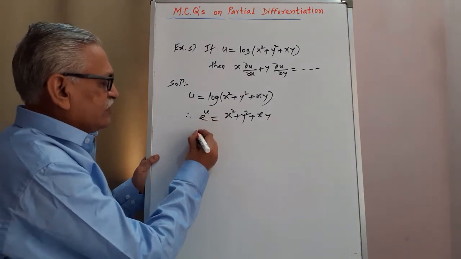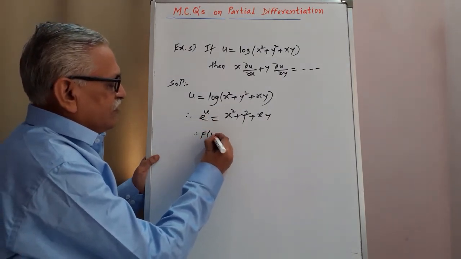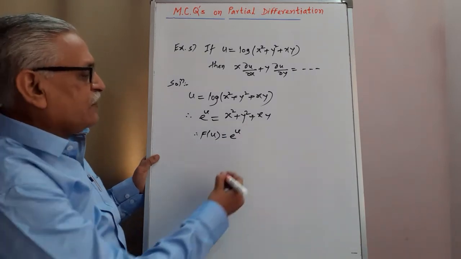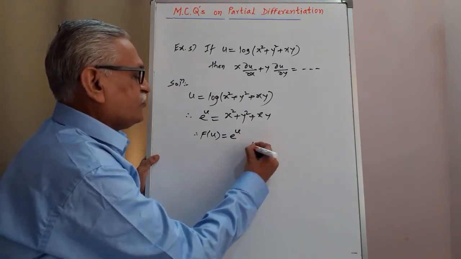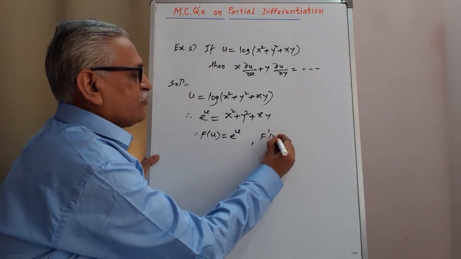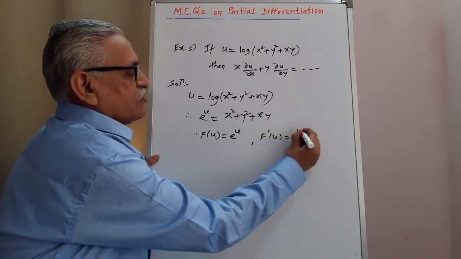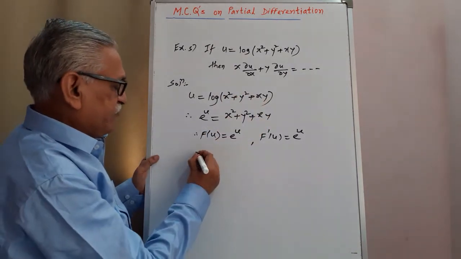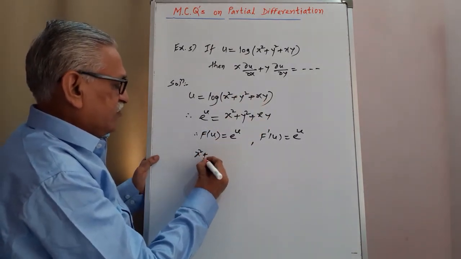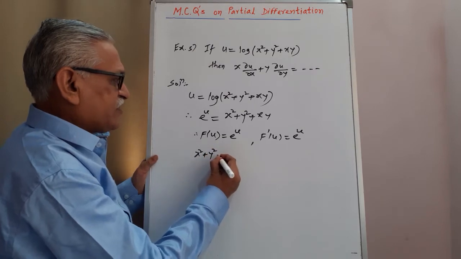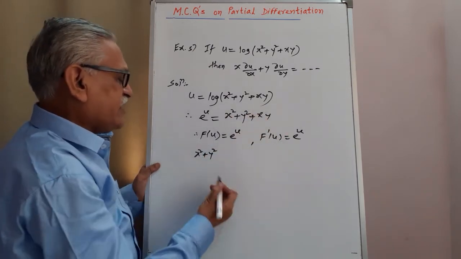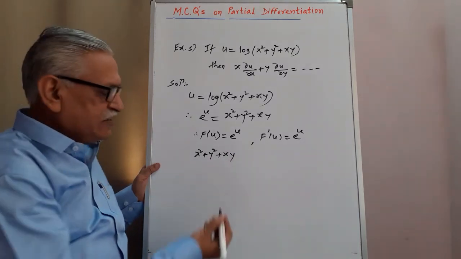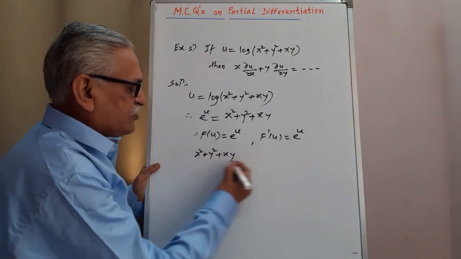We call this function of u as e raised to u. Differentiating it with respect to u, we get f dash of u as e raised to u, and to determine the degree, we consider that expression on the right hand side, and then rewrite it by taking x common from all the terms.